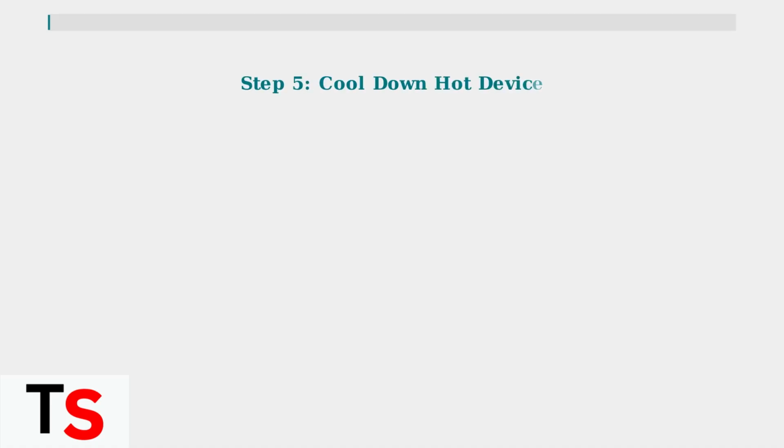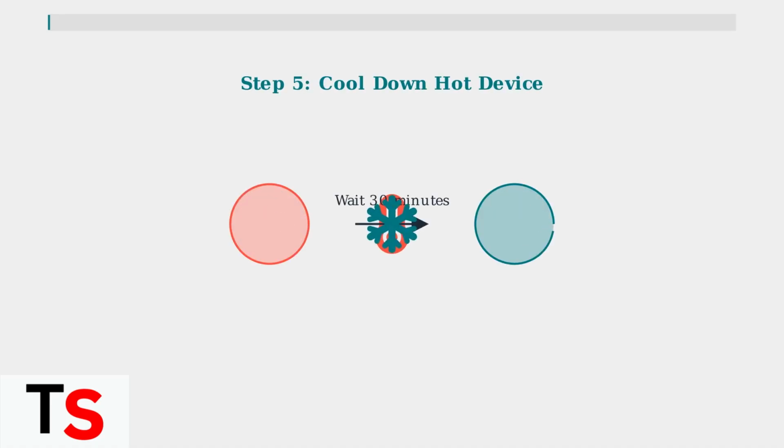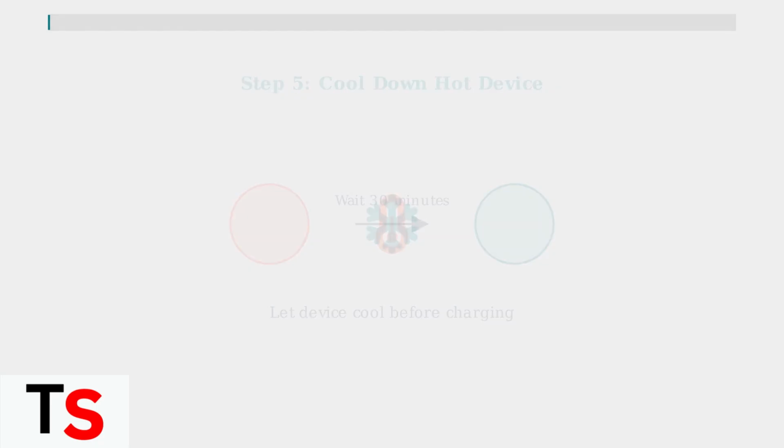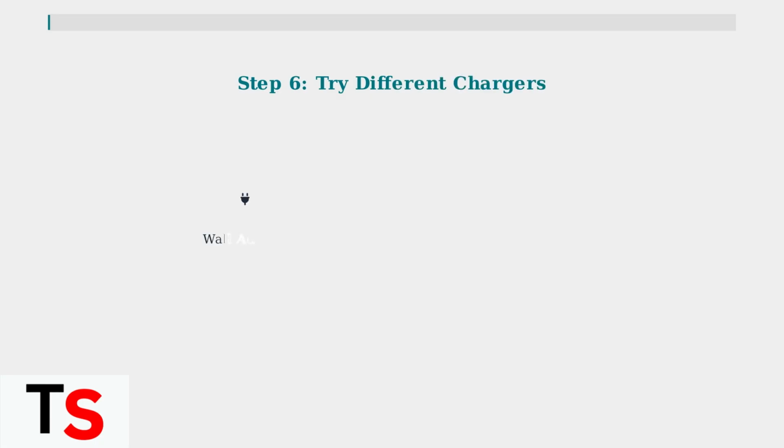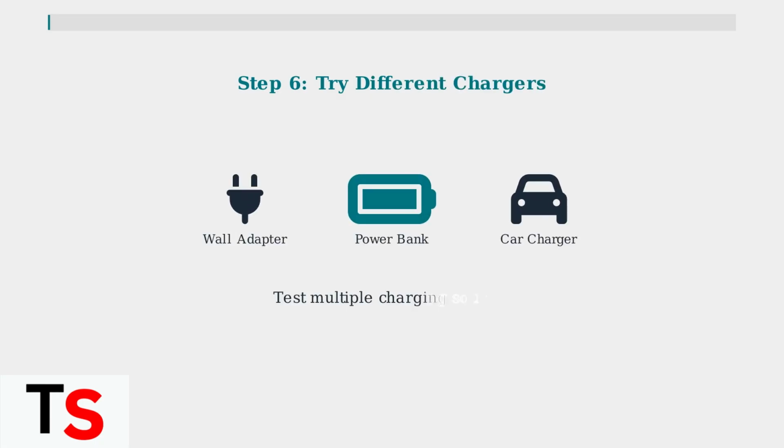If your gimbal feels hot to the touch, unplug it and allow it to cool down for at least 30 minutes before attempting to charge again. Try different charging methods, such as a power bank, car charger, or different wall adapter, to isolate whether the issue is with your original charger.